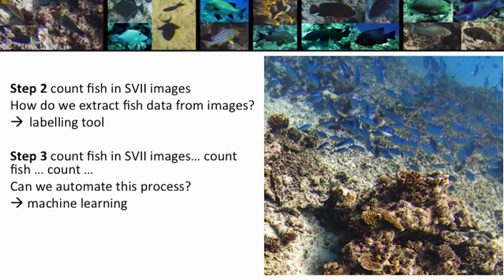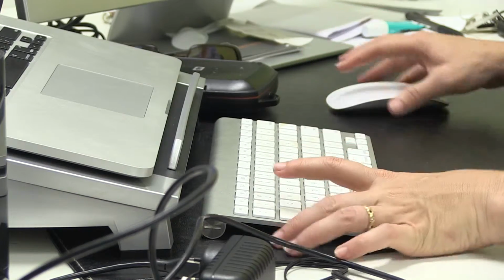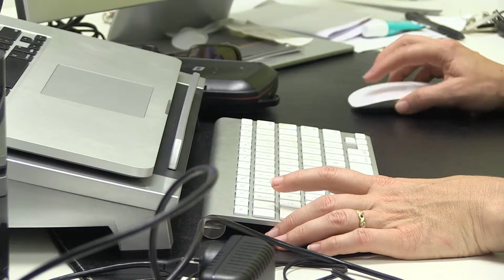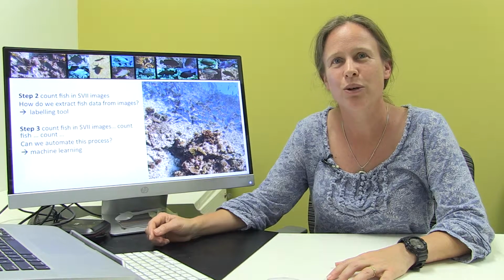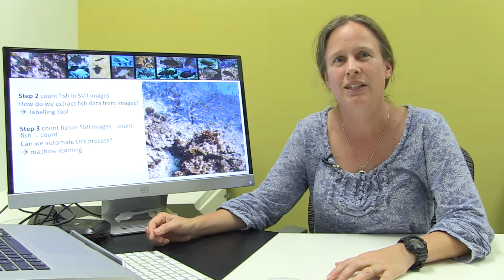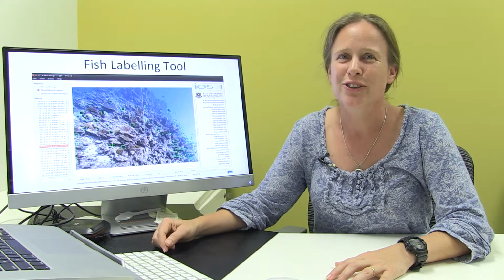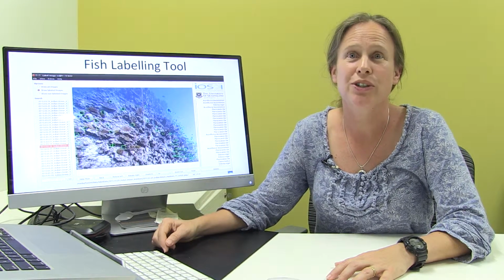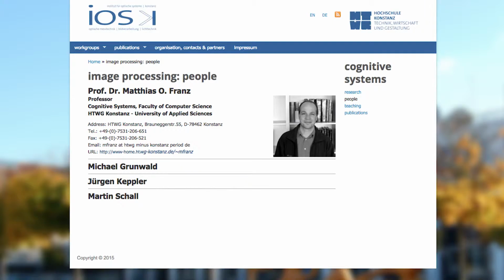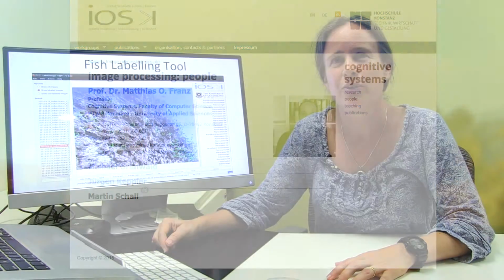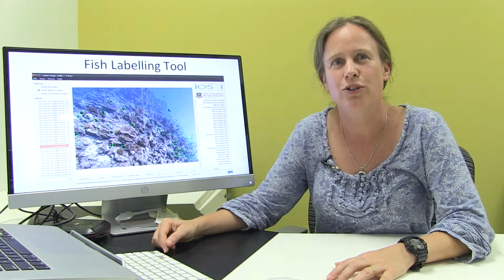Once we collected those data, it was time for the computer lab. We had to develop software that would allow us to label and identify fish in the images. But there are hundreds of thousands of images, so it seems it would be a very valuable investment of our time to train a computer to find and possibly even identify fish. Through collaboration with Professor Franz's laboratory at the Institute of Optical Systems in Konstanz, Germany, we started to develop a fish labeling tool soon after the field trip.